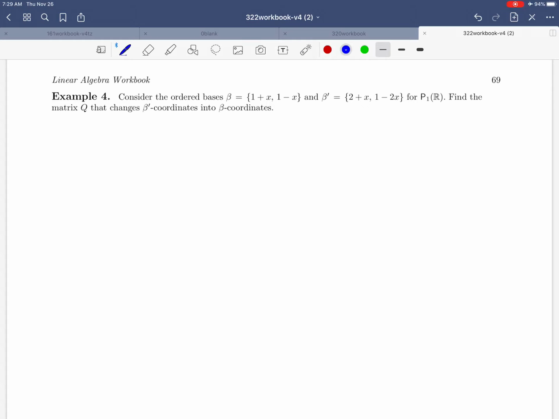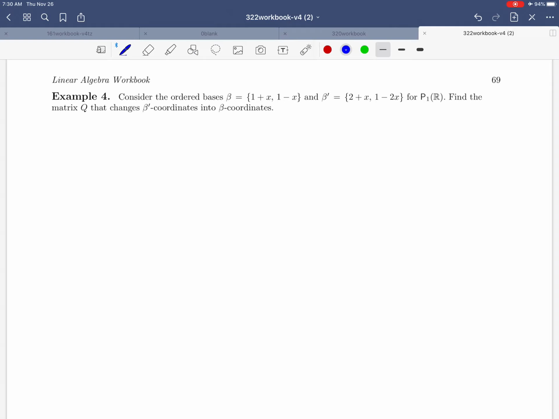Hello everybody, and welcome to example 4 on page 69. Let's take a minute to read this example together. So consider the ordered bases beta equals {1 + x, 1 - x} and beta prime equals {2 + x, 1 - 2x} for P1 of R. They'd like us to find the matrix Q that changes beta prime coordinates into beta coordinates.